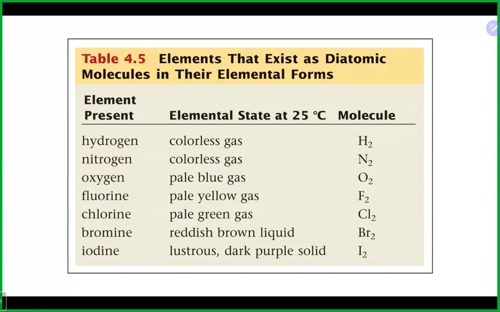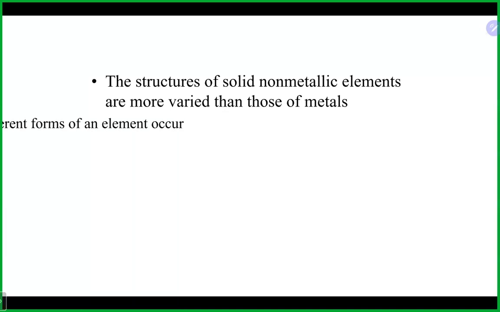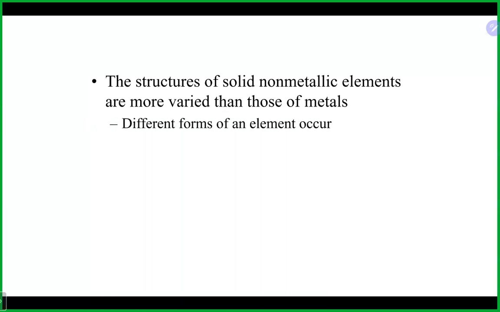Pretty much everybody else on the periodic table is referred to as monoatomic, which means that they come as ones.